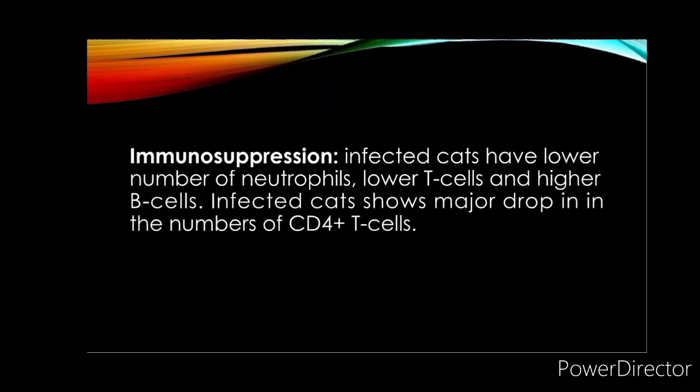For the immunosuppression of feline leukemia virus AIDS, the infected cats have a lower number of neutrophils, lower T cells, and higher B cells. The infected cats show a major drop in the number of CD4 T cells.